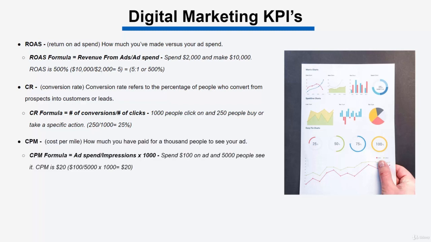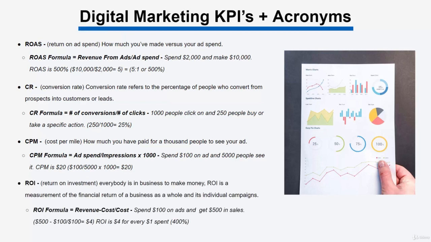And then we have CPM, cost per mile. And what this essentially means here is how much you've paid for 1,000 people to see your ad. And the formula for CPM is ad spend divided by impressions times 1,000. So let's look at an example here. So we spend $100 on an ad and 5,000 people see it, okay? So our CPM is $20. So that means that we spent $20 for every 1,000 people that saw our ad, right? That's our CPM. So every time 1,000 people are seeing our ad, right, the impressions, it's costing us $20. And so that's the CPM, cost per mile.